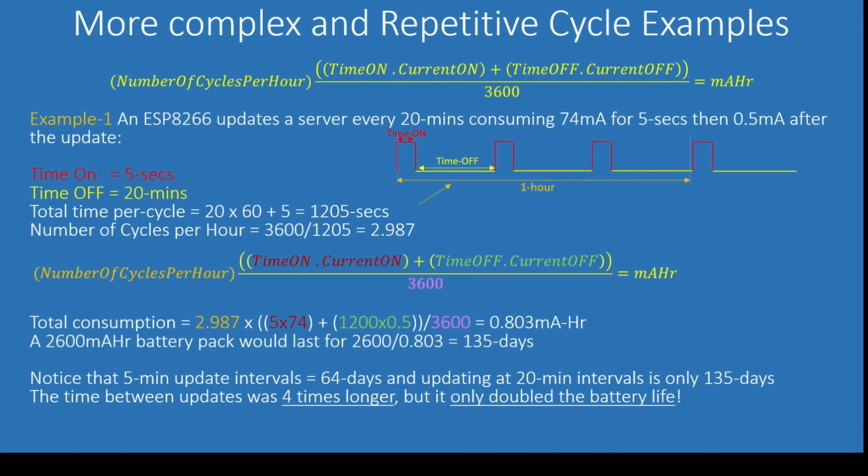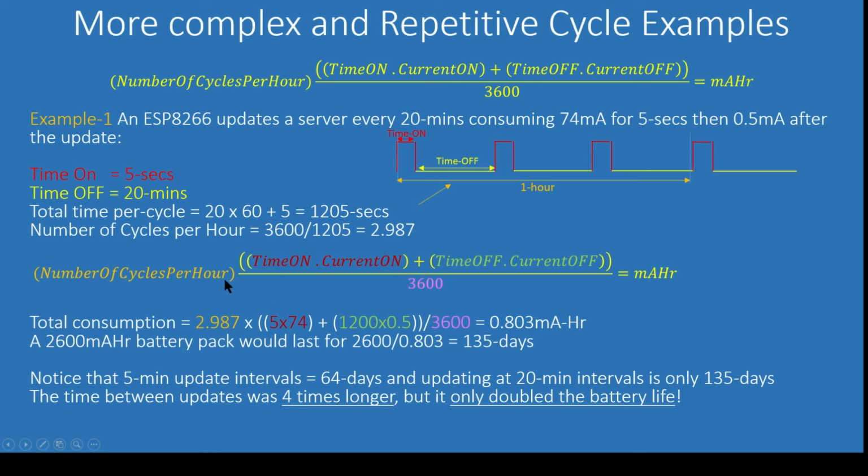Okay, so now what I've done is move the timing of my example out to 20 minutes, and we should expect a much greater battery pack duration. Let's see what we get. So 5 seconds on, consuming 74 milliamps, and then 20 minutes off, consuming 0.5 of a milliamp. The colors denote where the cycle is in terms of the calculation. I think that's fairly self-evident.